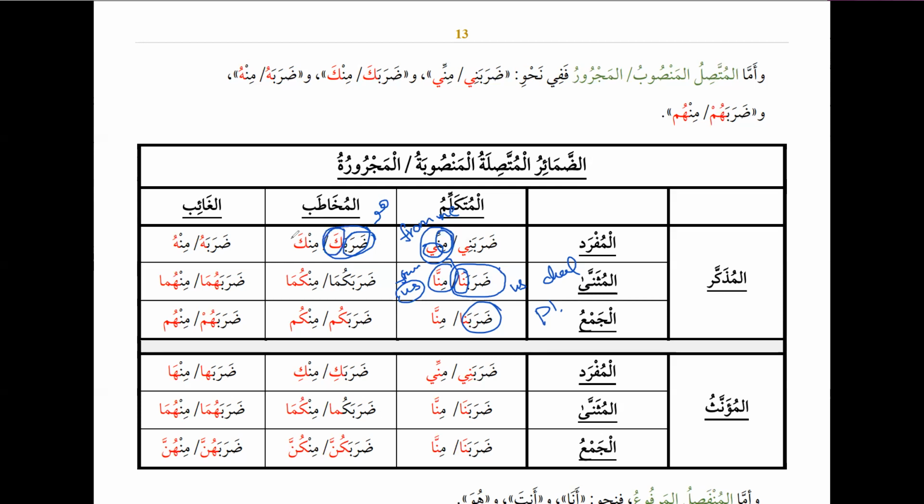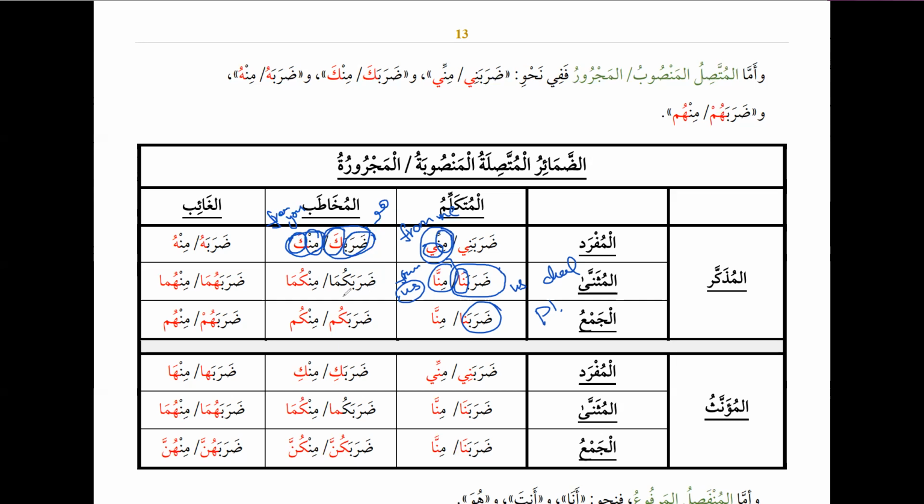أحسنت. طيب. منك. How do you translate منك? From you. أحسنت. طيب. Where is the preposition? Where is the حرف جر? حرف جر is min. من. طيب. And where is the مجرور word? ضمير مجرور is ka.